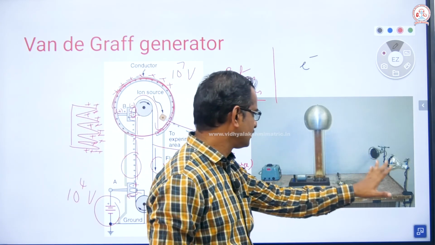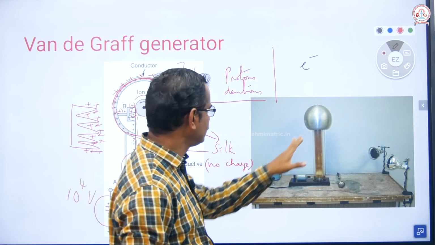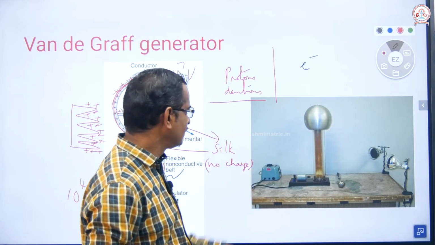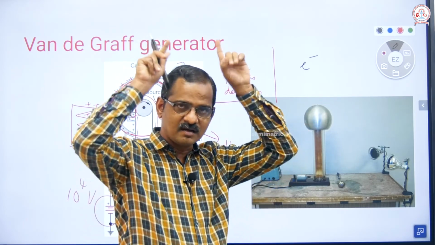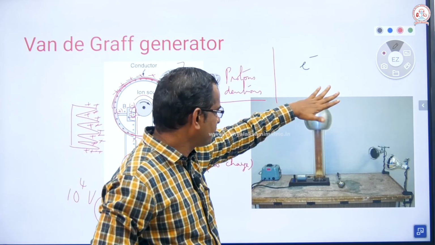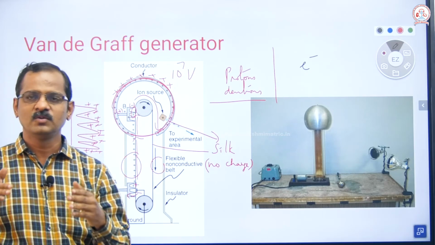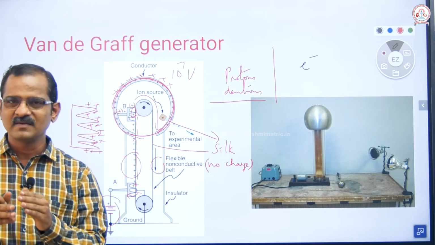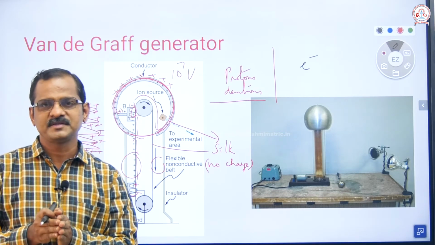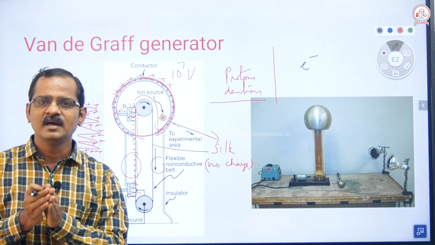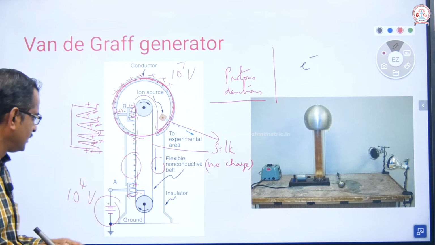This is the original model of Van de Graaff generator. A huge high potential will be developed there. Even if we touch that, due to electrostatic induction, the hair will come up like this. It can be done in the lab. So the working principle of Van de Graaff generator is electrostatic induction and action of points.